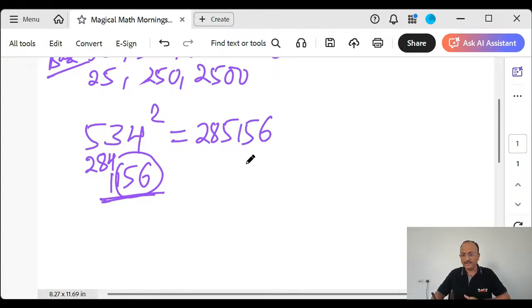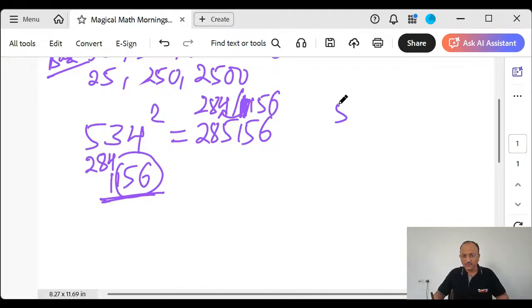Whenever the second part has more than 3 digits, you carry 1 and add it to the previous number, the first half. The first half was 284 and the second half was 1156. This one we carried and added here. That's it: 285 and 156. I hope this trick is very simple. It's not that difficult, correct?